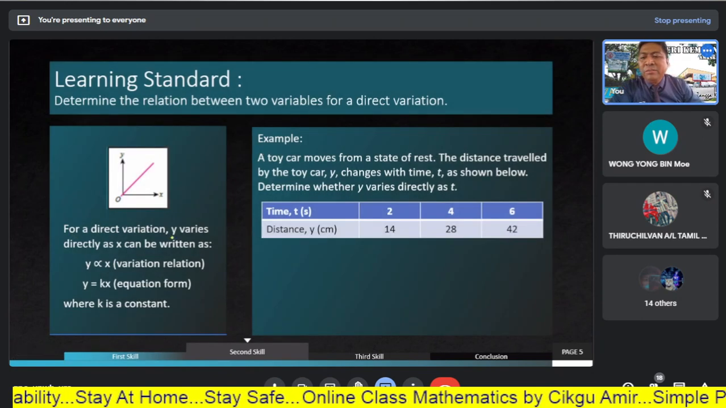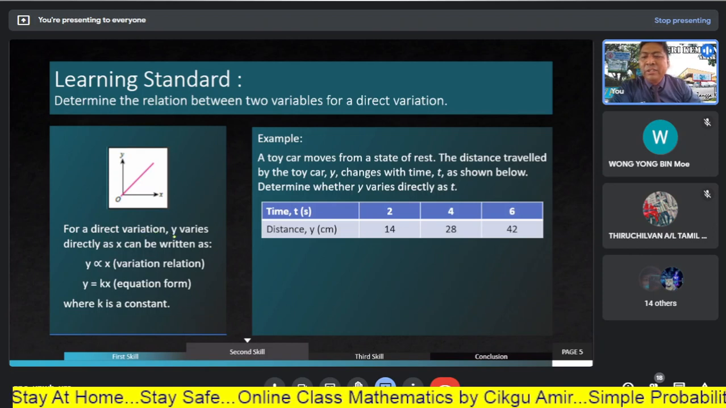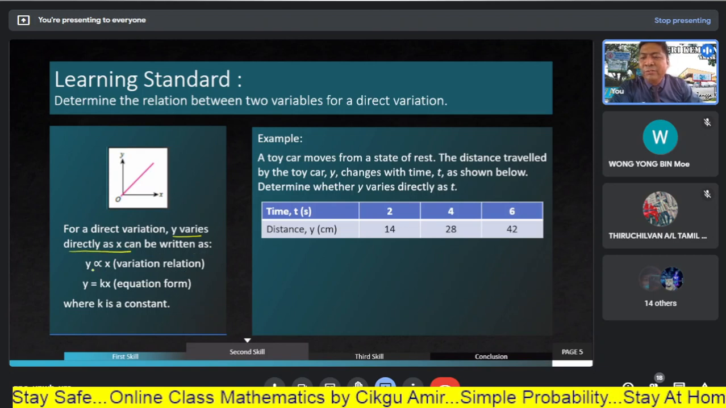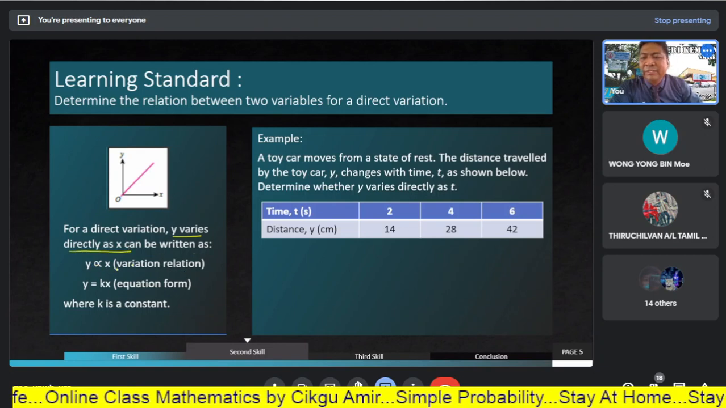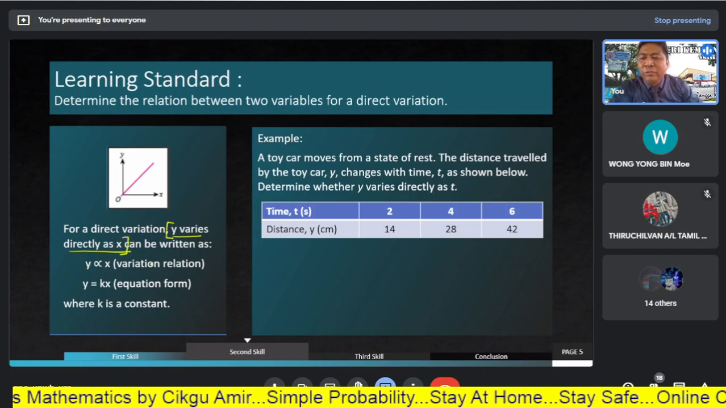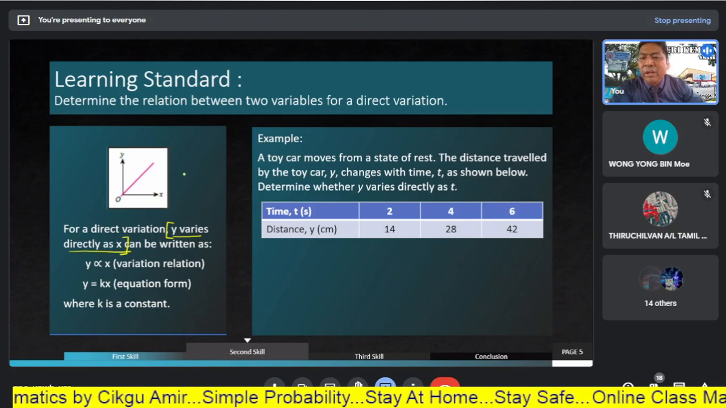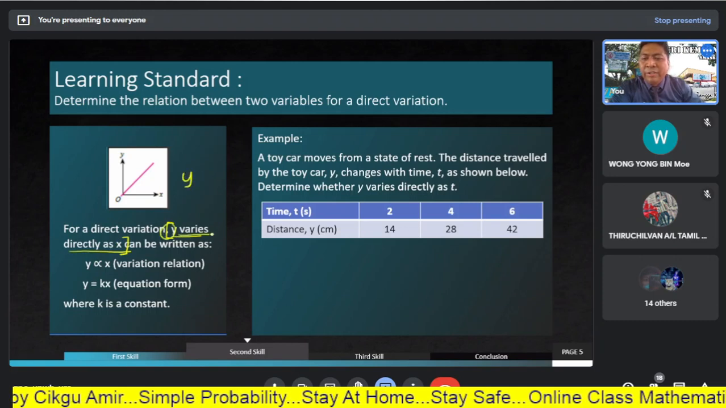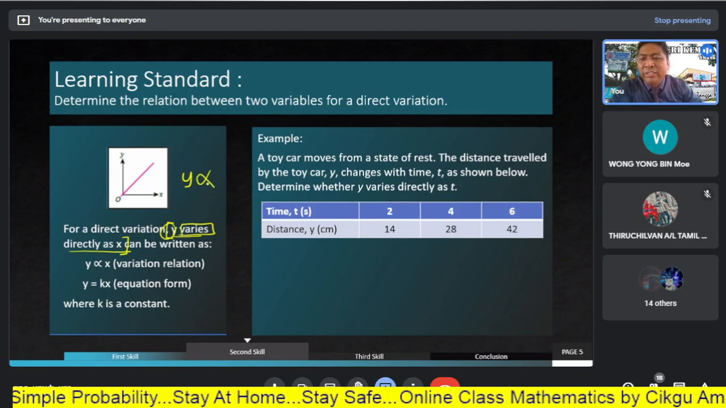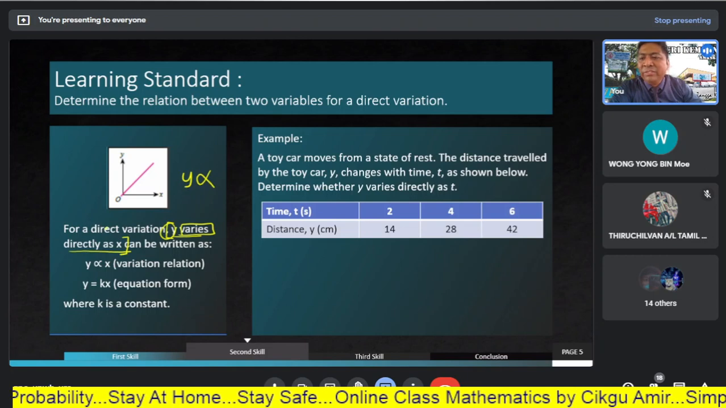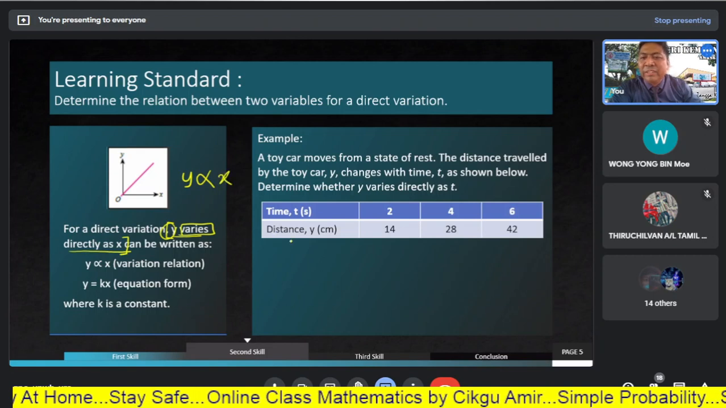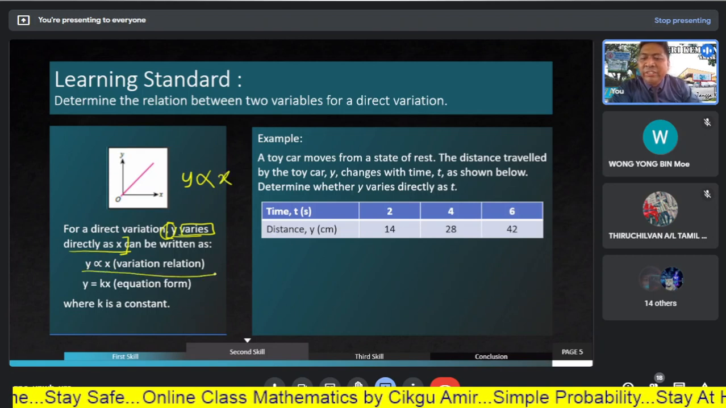For direct variation, y varies directly as x can be written as y varies with x. In a sentence, we can change it to mathematics. We use the symbol of variation. This is the symbol of variation. Y varies directly as x, then we put x. This is the variation relation.